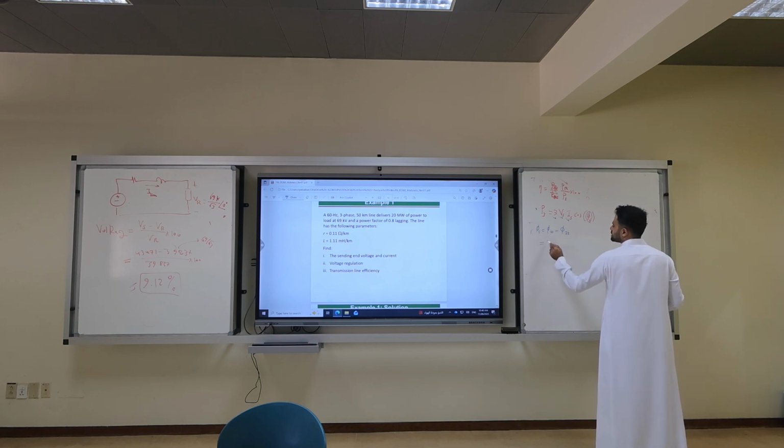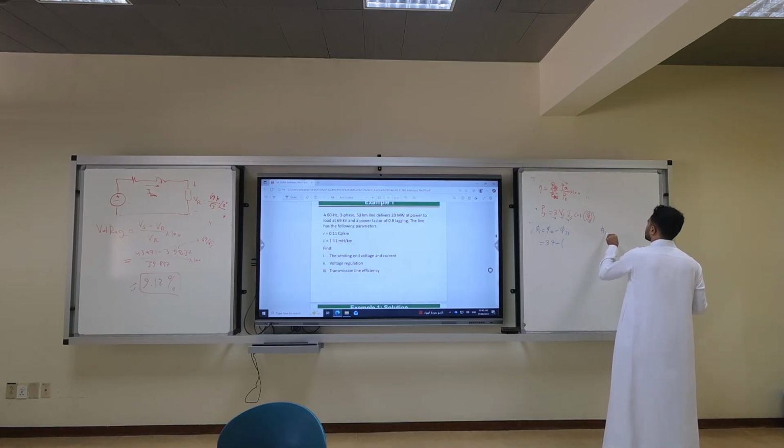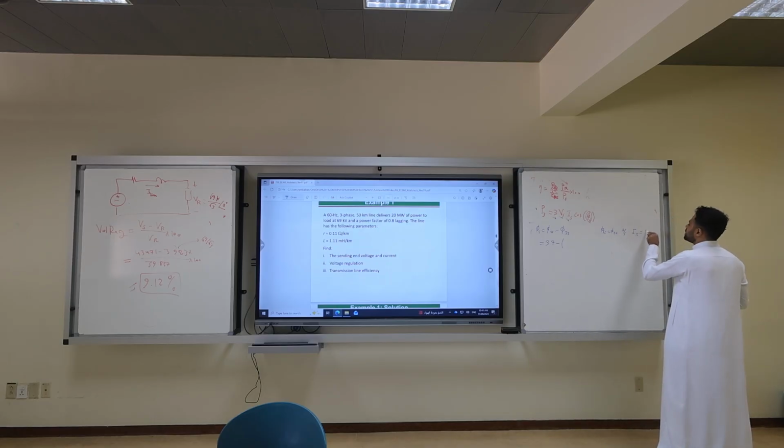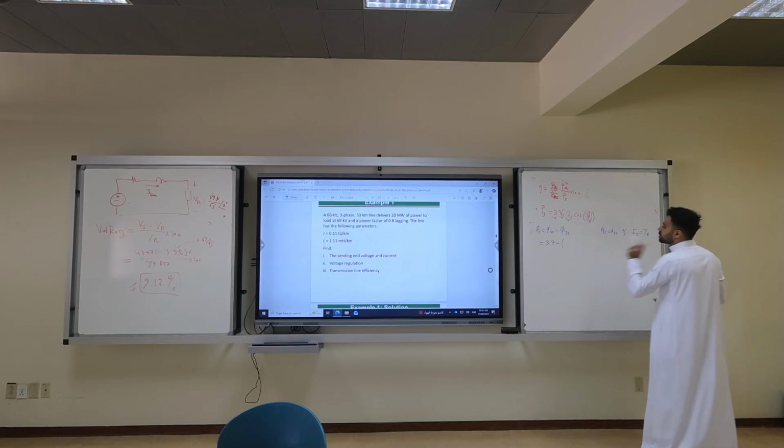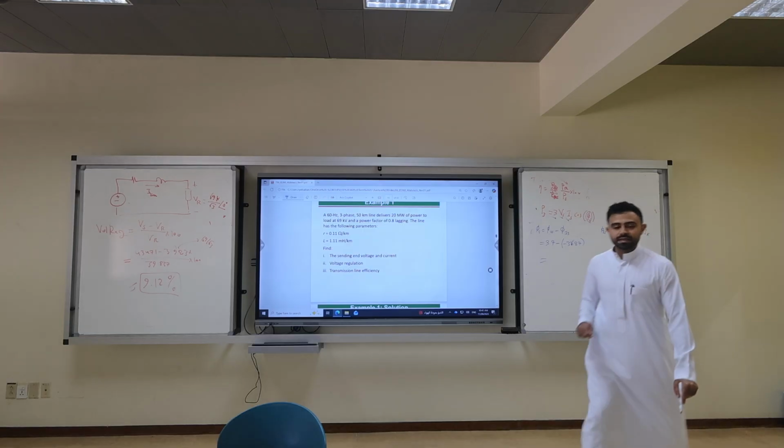But theta of VS is 3.7 from the previous part. Minus, what is theta of IS? Theta of IS is theta of IR, because IS equals IR, you agree with me? Yes. So what was it? It was minus 36.87, right? So what's theta S?